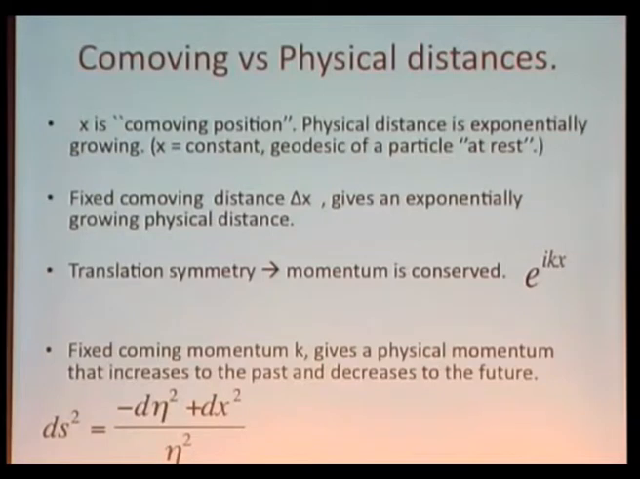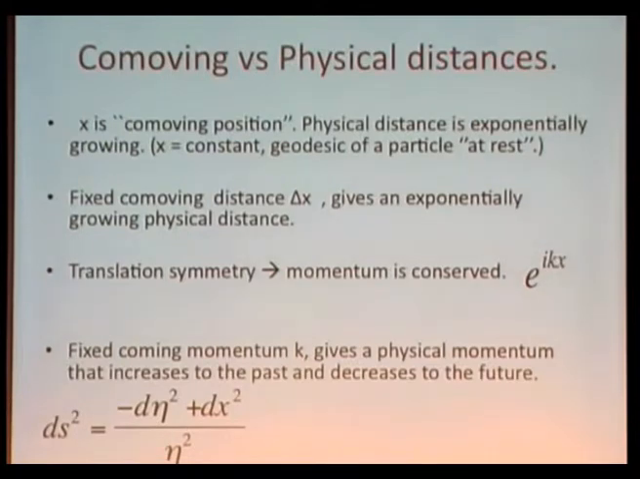A particle at rest in the expanding universe. And fixed comoving distances correspond to exponentially growing physical distances. We have translation symmetry in these comoving distances. We have a corresponding conserved momentum and wave functions that go like e to the ikx.